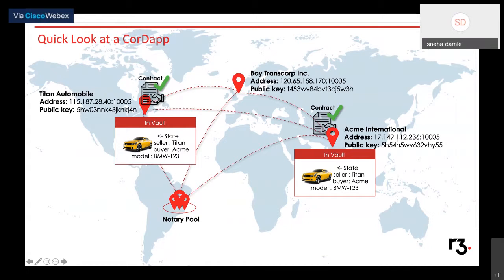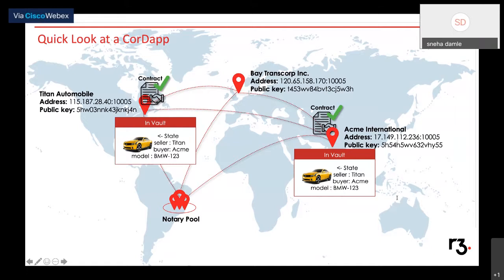Corda also provides many inbuilt flows to perform tasks like, let's say you want to sign the transaction or you want to store the information on both the parties. So for all these things, Corda has certain inbuilt flows which you can readily use.